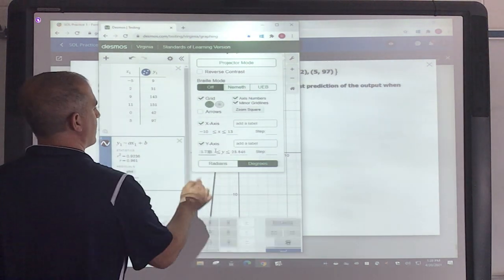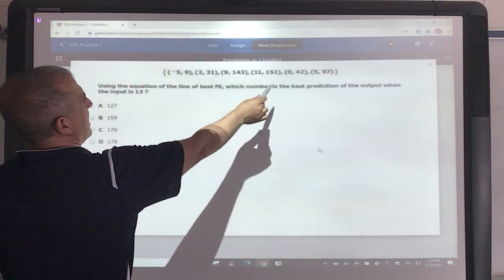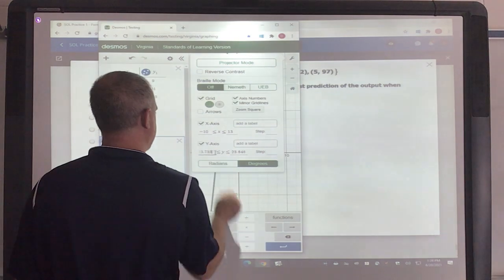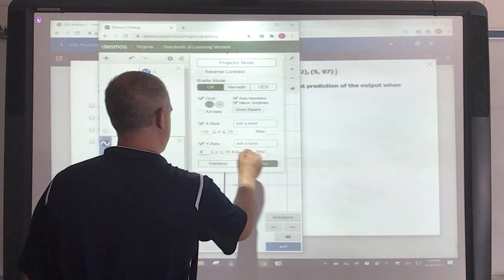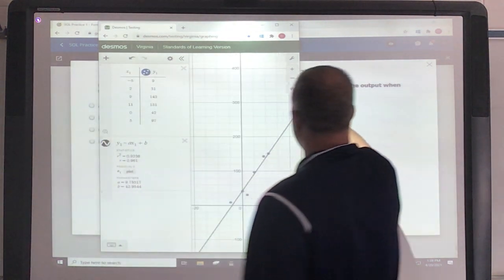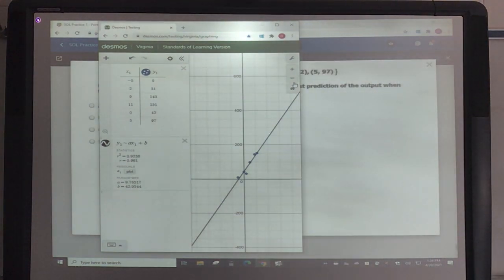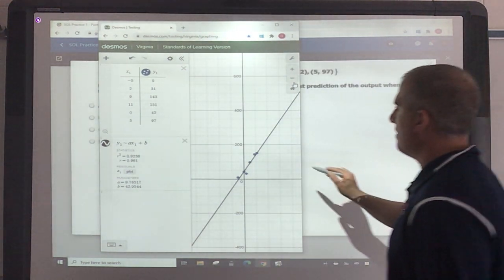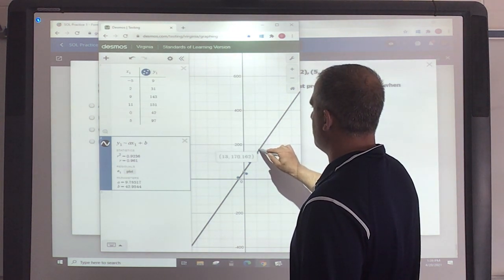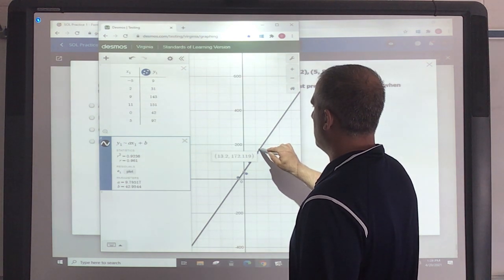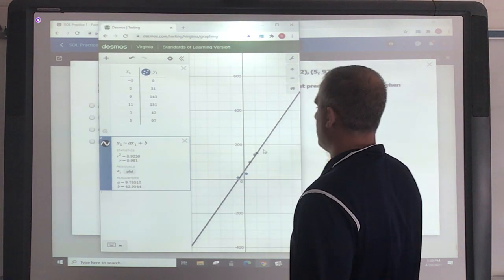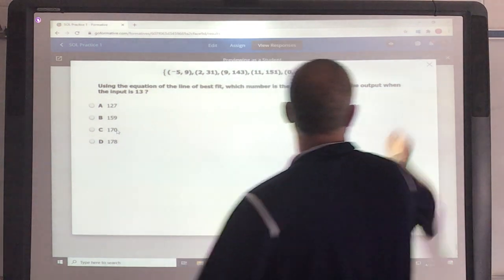Okay, the range. Let's look at the y values I got. I'm like anything from 9 to let's say 300, just to make this easy on ourselves. 9 to 300. Okay, and I can sort of zoom out and see what I got here. So you can see this line. Now they want to find the prediction of when x is 13. That's going to be about somewhere in here, about 170. Yeah, about 170. That's got to be answer C.